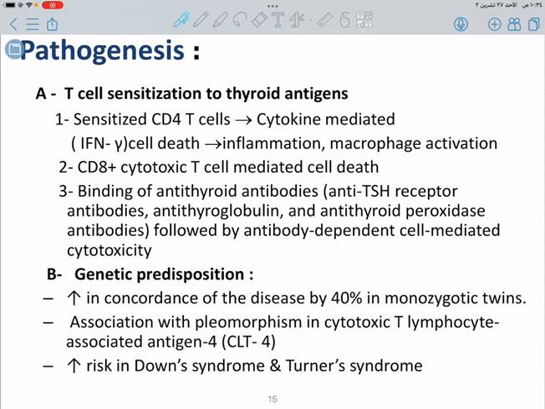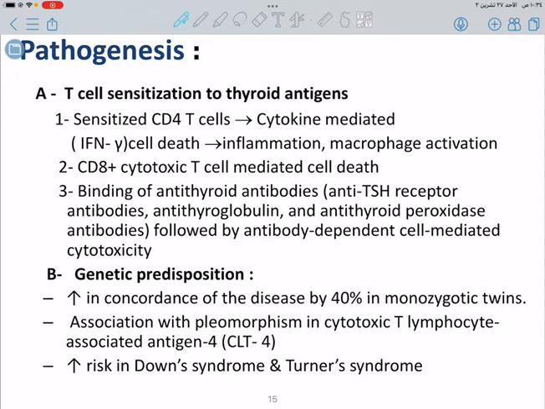In monozygotic twins, the concordance rate is an indication, or gives an idea, of how much the genes contribute to the disease. So in Hashimoto's thyroiditis, there is almost 40% concordance in monozygotic twins. This is considered a high percentage. So genes play a role.